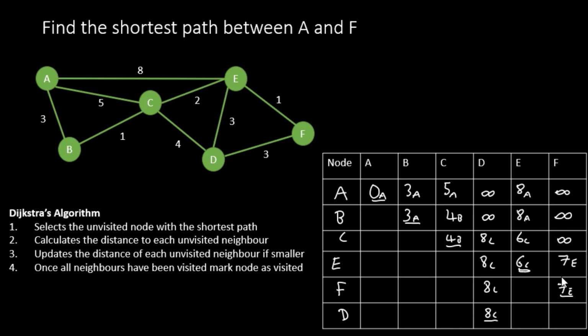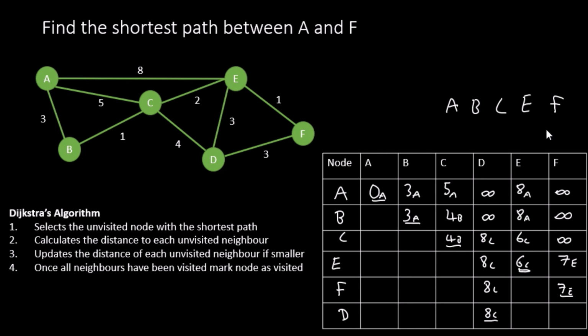Now, what we need to do to work out the path is to essentially trace these subscript nodes which we've written down here. So we're starting at F here, node F, and then it's saying to us, well, we need to go to E. So we go to E, and then it's telling us to go to C, and then it's telling us to go to B, and that is telling us to go to A. So there we have it. We've worked out the shortest path between A and F.